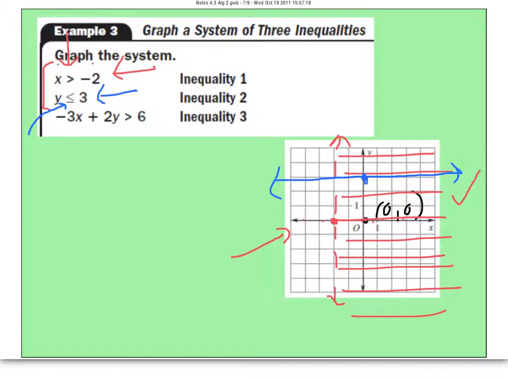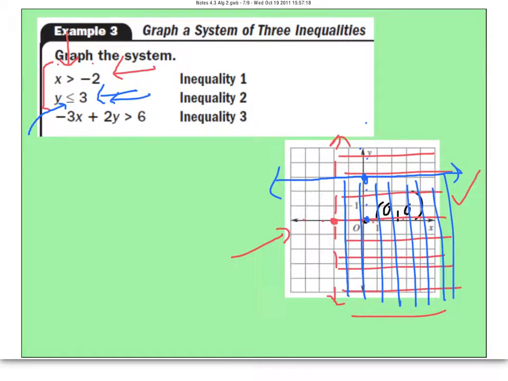Let me show you my trick on this one. Again, I could choose the ordered pair 0, 0 and see if it works. But just read it. This says y is less than or equal to 3. Where are the y's less than 3? At 4, 5, and 6, or at 2, 1, and 0? Well, it's down below. So I'm going to shade this region just where they're both overlapping. So far, my new answer is this blue and red region both.